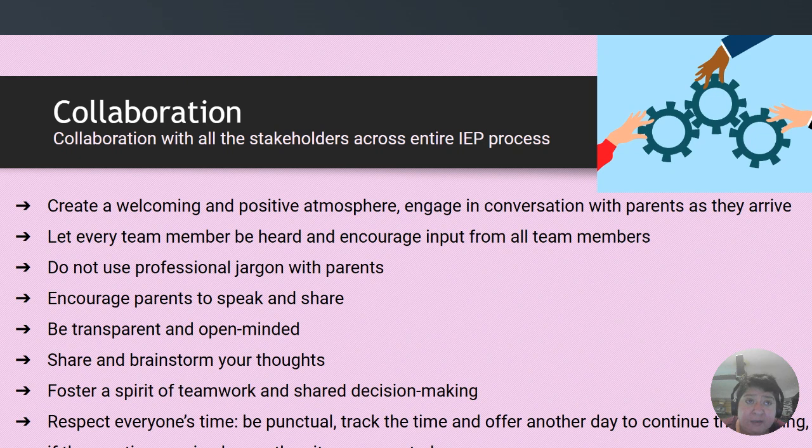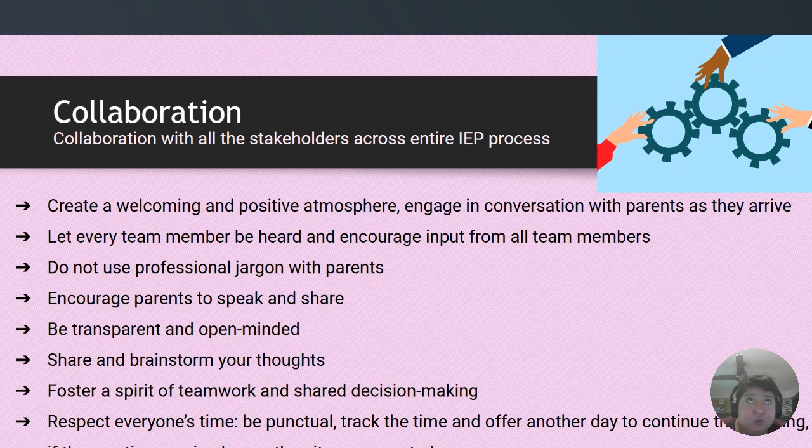First of all, to make it effective, we need to create a welcoming and positive atmosphere and engage in conversation with parents as they arrive. If this is something new for parents, they can feel intimidated, so it's very important to create a trustworthy environment. We can, for example, meet them at the door and walk together to the room. Everyone should be heard during the IEP meetings. We have to encourage parents to talk and share.